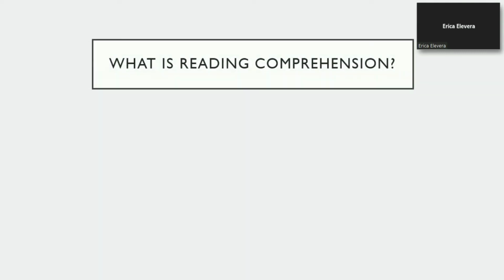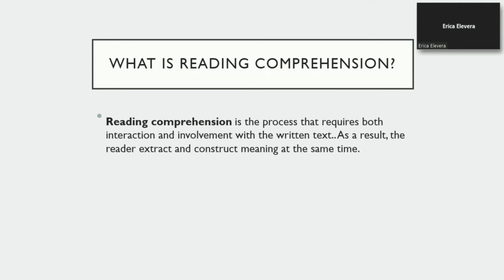Next, let us know what reading comprehension is. Reading comprehension is the process that requires both interaction and involvement with the written text. As a result, the reader extracts and constructs meaning at the same time. It is also the ability to read text, process it, and understand its meaning. There is also language comprehension, which is being able to understand the meaning of the words and the sentences.